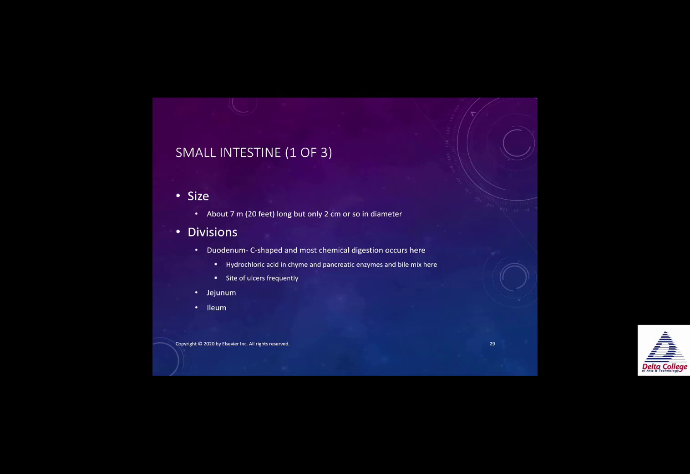The small intestine is about 7 meters or 20 feet long, but only 2 centimeters or so in diameter. We have divisions of it. We have the duodenum, which is C-shaped and where most chemical digestion occurs. Hydrochloric acid and chyme mixed with pancreatic enzymes and bile mix right here. This is the site where ulcers frequently occur, so duodenal ulcers. Then we go into the jejunum, and then finally into the ileum of the small intestine.